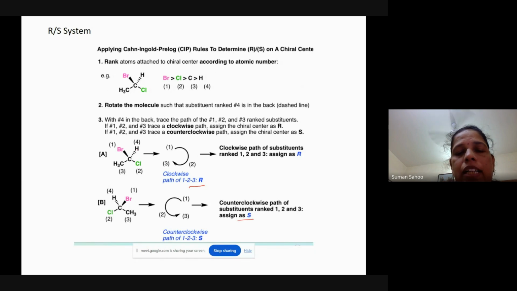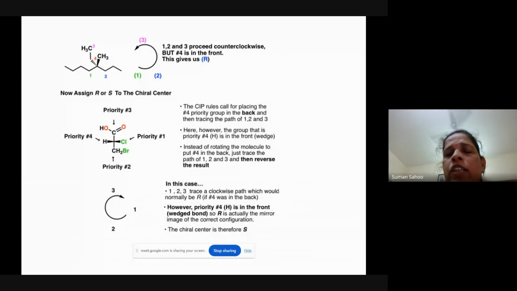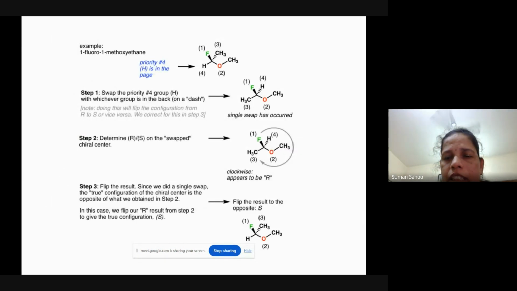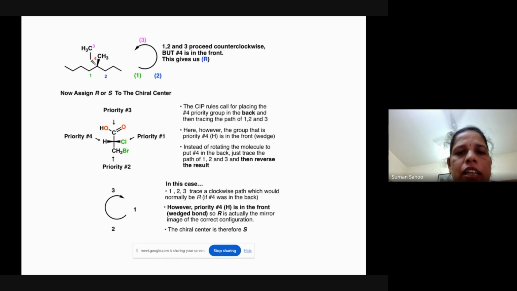And remember, the hydrogen, that is the lowest priority in this case, or any other group that is the lowest priority, should be placed away from the viewer, or that fourth rank should be in a dashed wedge. I have not given the Fischer projection formula here, but in our Fischer projection, this fourth priority group should not be placed in a horizontal position. It should be placed in a vertical position.